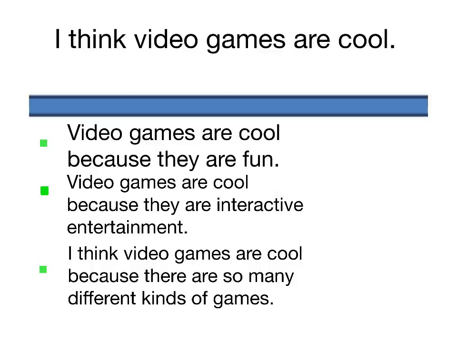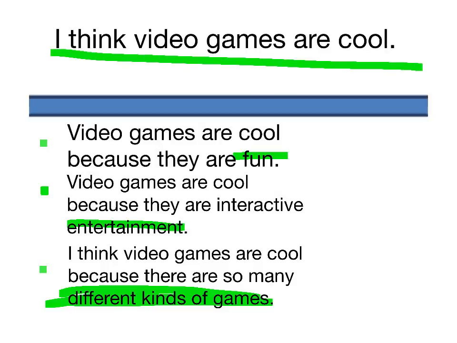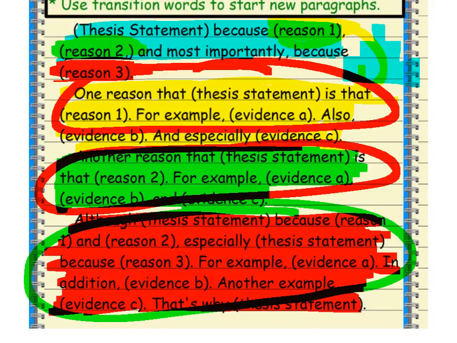Okay, so it was a little hard for me to think of this last reason, but I really pushed myself to think of a completely different reason besides video games being fun and video games being entertainment. Another reason why I really like video games is because there's just so many different kinds of games, and no matter what kind of person you are, you can probably find at least one video game that you really like, that really fits well with your personality. So I think video games are cool because there are so many different kinds of games.